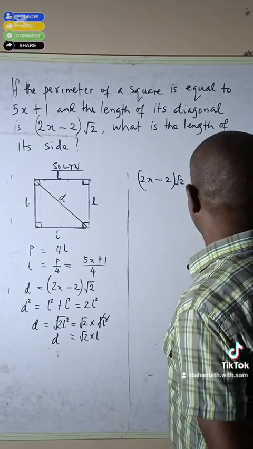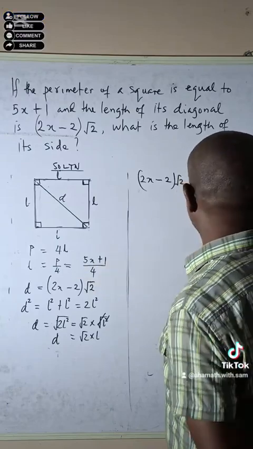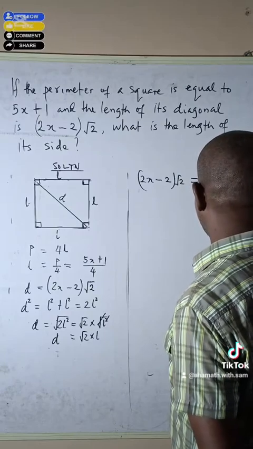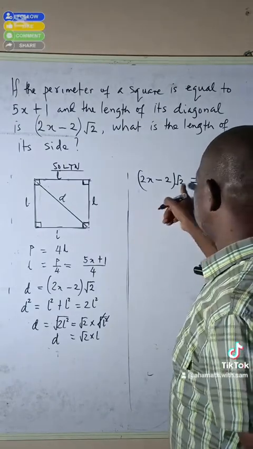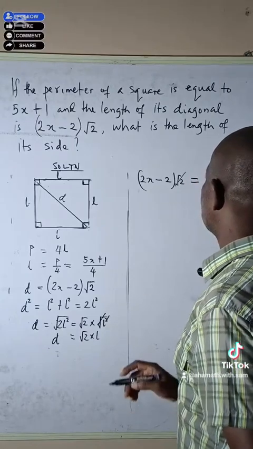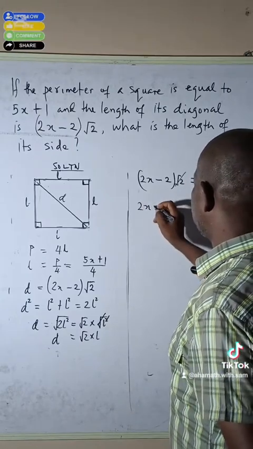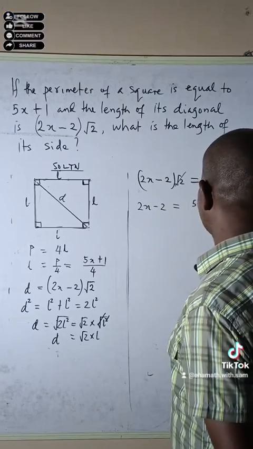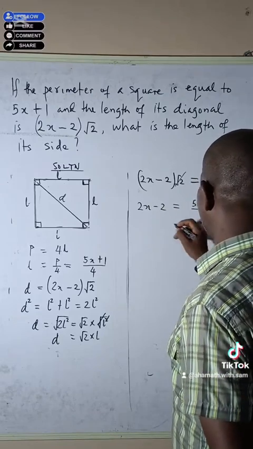equals root 2 multiplied by L, which is (5x + 1) over 4. We divide both sides by root 2 to clear the root 2. That will cancel out this root 2. And so we'll be having 2x - 2 equals (5x + 1) over 4.